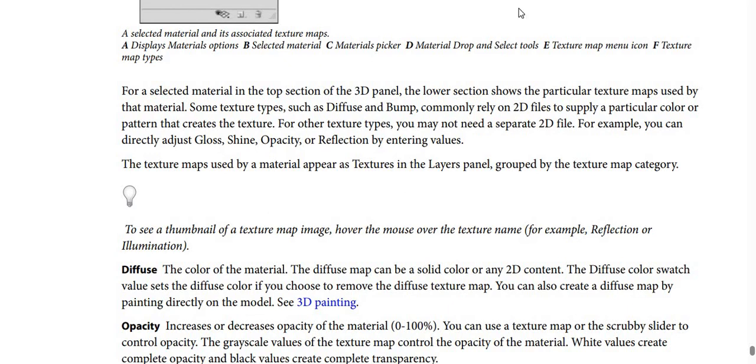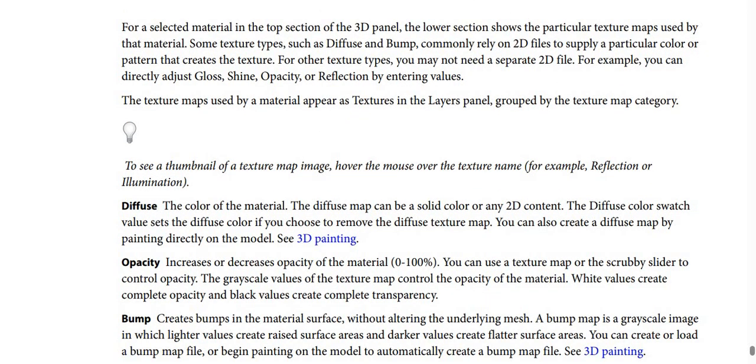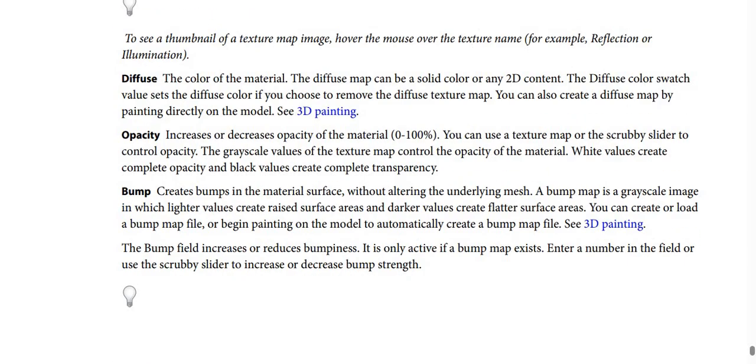The texture maps used by a material appear as textures in the Layers panel, grouped by the texture map category. To see a sample of a texture map image, hover the mouse over the texture name, for example, reflection or illumination.